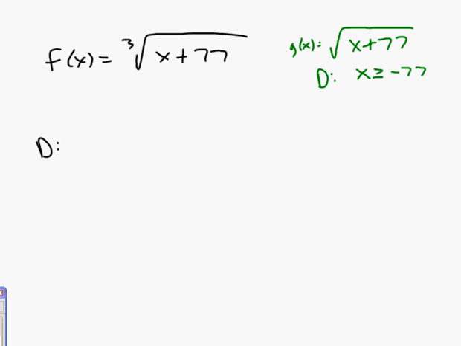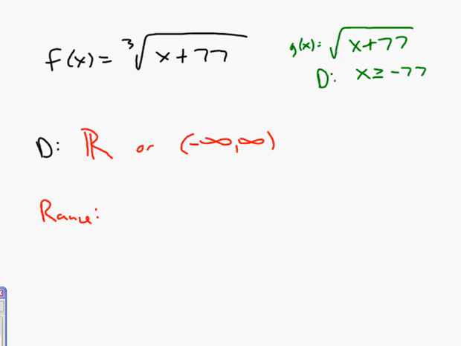That's not the case with this problem, because we can take the cube root of negative numbers. For example, the cube root of negative 8 is negative 2. Right? The cube root of negative 125 is negative 5. So the domain here is all real numbers, which you can write two ways. You can write that fancy R I showed you, or you can write negative infinity to infinity. Okay.